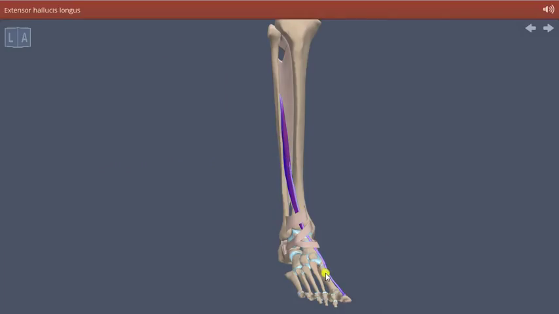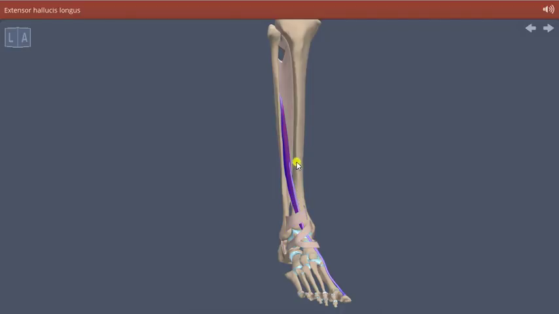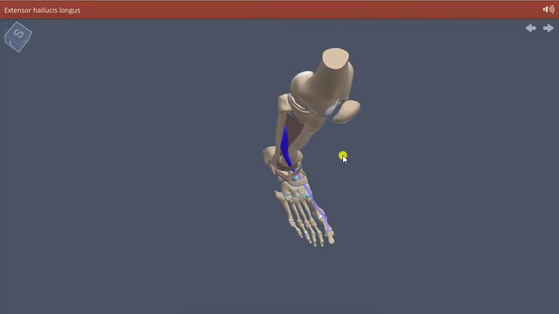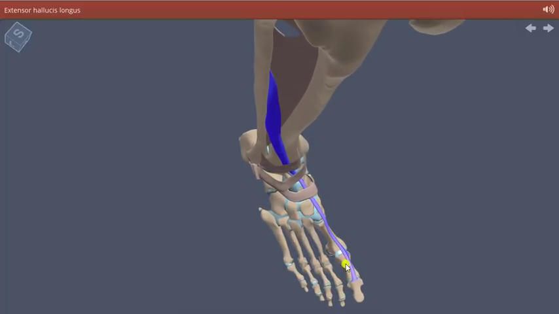Extensor hallucis longus takes origin from the fibula. It passes below the superior and the inferior extensor retinacula to be inserted into the base of the distal phalanx of the big toe. The action is extension of the big toe, and also, as it passes in front of the ankle joint, it helps in the dorsiflexion of the foot.